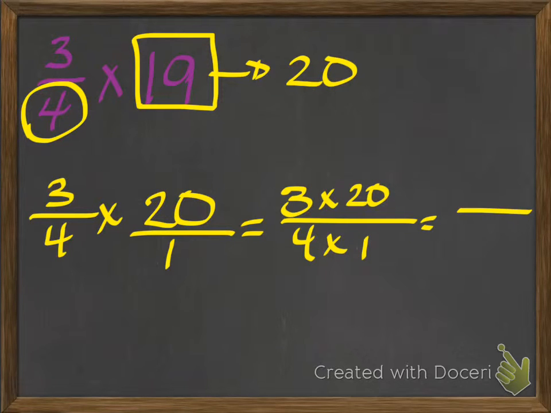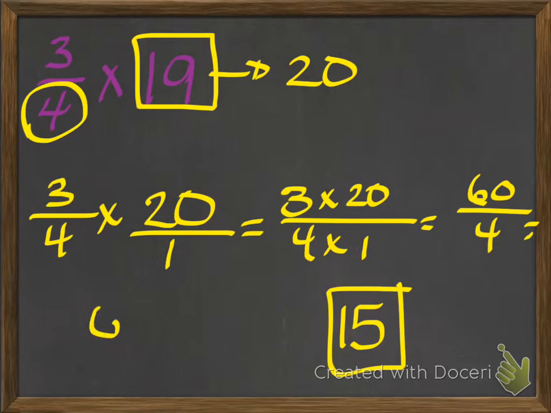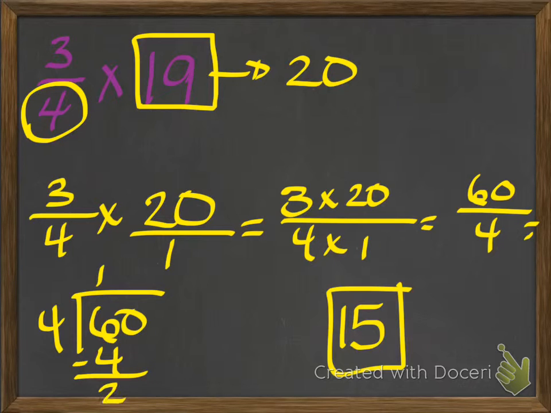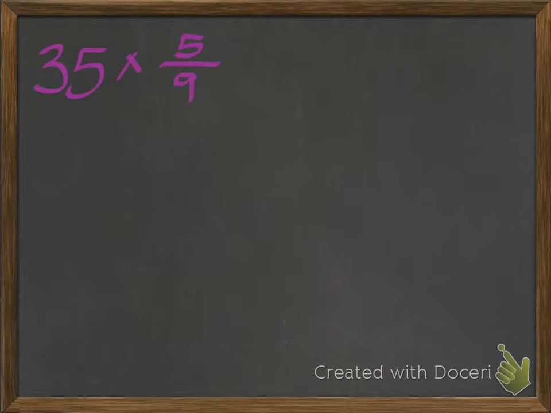And 3 times 20 is 60. And 4 times 1 is 4. So now I've got 60 divided by 4. And I know that 60 divided by 4 equals 15. Okay, you can go ahead and do the division if you needed to figure that out. Okay? Let's try another one.